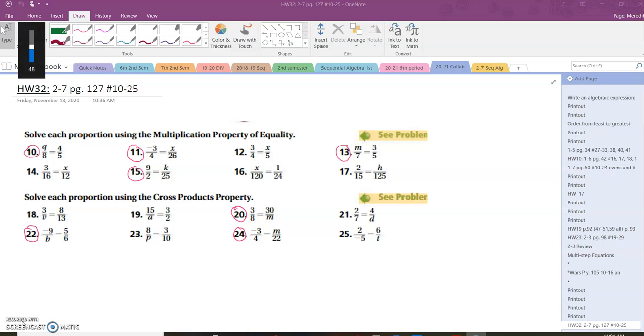So I circled a bunch of problems and I'm just going to go through as many as I can until I feel like we'll hit about 10 minutes, okay? So I'm going to start with number 10.